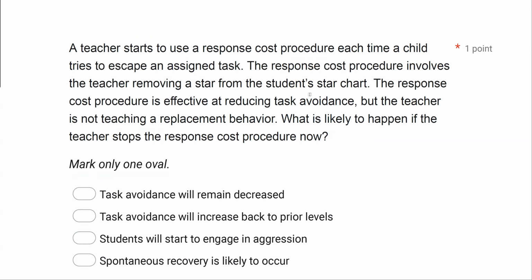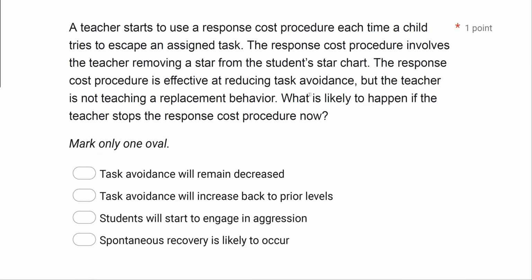A teacher starts to use a response cost procedure each time a child tries to escape an assigned task. The response cost procedure involves the teacher removing a star from the student's star chart. The response cost procedure is effective at reducing task avoidance, but the teacher is not teaching a replacement behavior. What is likely to happen if the teacher stops the response cost procedure now? A lot going on, long question, difficult question. We've got some hard questions today, which is good, right? We're only getting better. We're talking about response cost, and response cost is what?